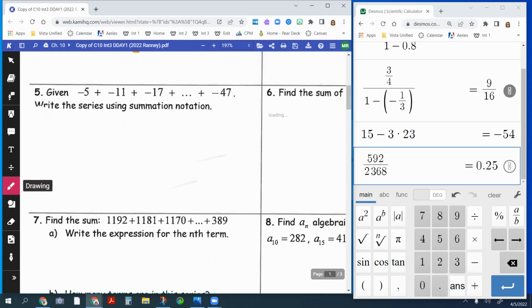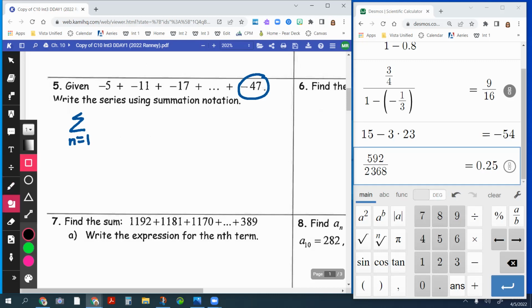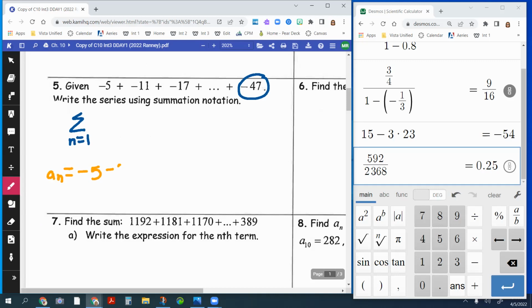Okay, on number 5, I am subtracting 6. So if we're writing this one, a couple things I know. I need to start with my first term. I need to figure out what term this one is. This is not dot, dot, dot. It ends at a particular value. So I'm going to have to figure out what that is. Now I'm going to write an equation. And that equation for a sub n is going to be -5, and I'm minusing 6 times n minus 1. Now I'm going to put in a -47 here, and I'm going to work this out. So I'm going to be adding 5, which gives me -42.